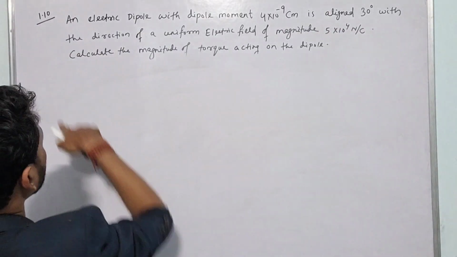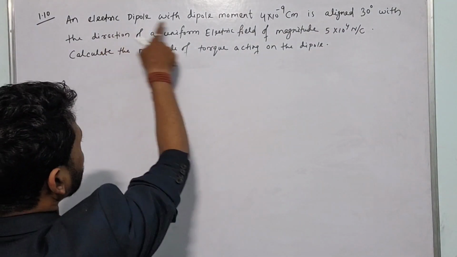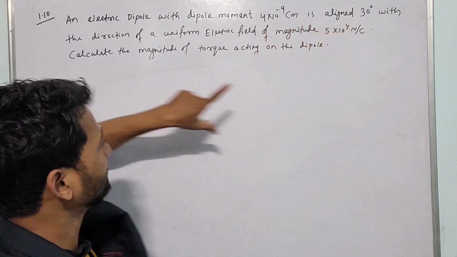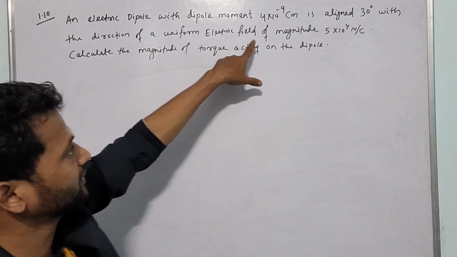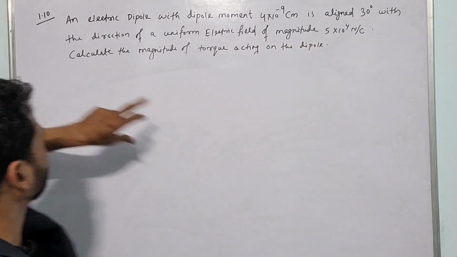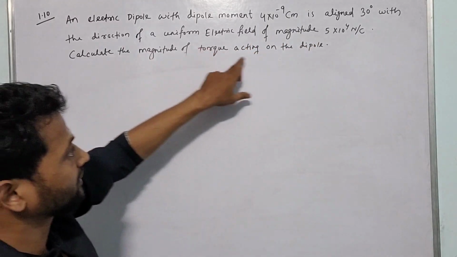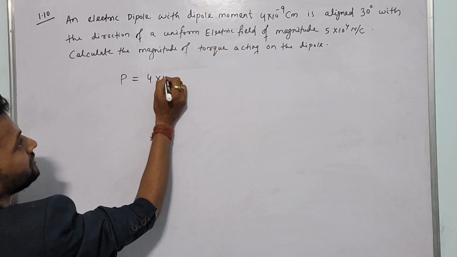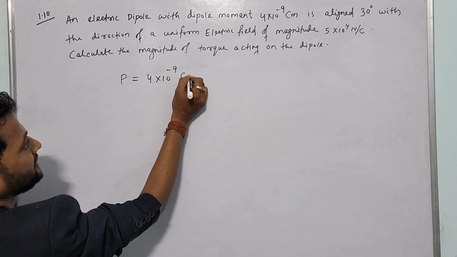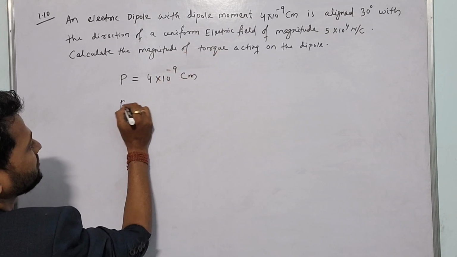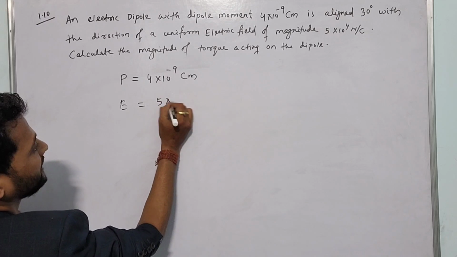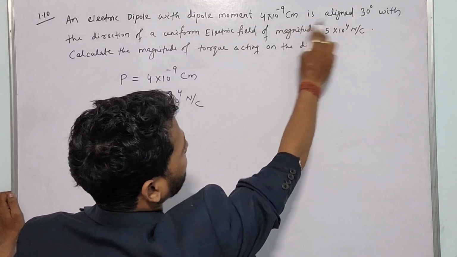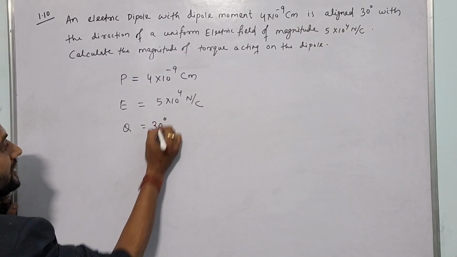Okay, so next question 1.10, a very easy question. An electric dipole with dipole moment 4 into 10 to the power minus 9 coulomb meter is aligned at 30 degree with the direction of a uniform electric field of magnitude 5 into 10 to the power 4 Newton per coulomb. Calculate the magnitude of torque acting on the dipole. So here the dipole moment is given: P is 4 into 10 to the power minus 9 coulomb meter. The magnitude of electric field is also given, which is 5 into 10 to the power 4 Newton per coulomb. And the angle at which the dipole is aligned is given, 30 degree.